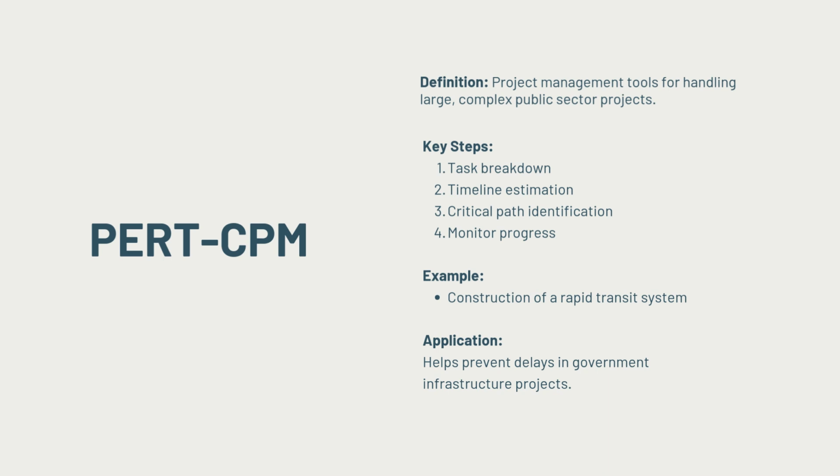Fifth is monitoring and control. So once the project starts, you continuously monitor progress, especially tasks on the critical path. If a task is delayed, you can adjust resources to prevent further delays.